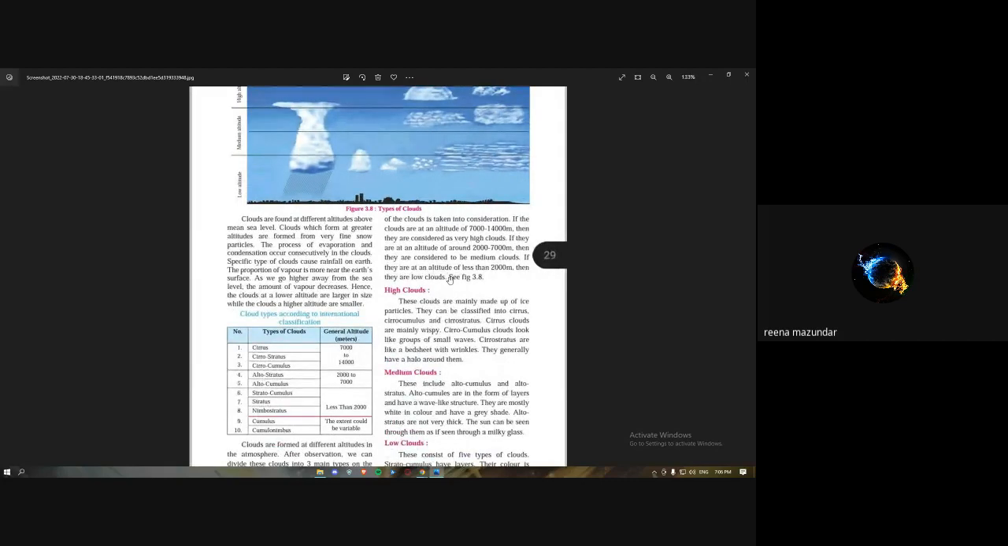Now they are at different altitudes above mean sea level. They form at a greater altitude, are formed from very fine snow particles. Now this is a screenshot which I have got from one of the textbooks. So you can see that the cloud which is formed, the earlier picture which I have shown is the biggest cloud, cumulonimbus, isn't it? So the process of evaporation and condensation occur consecutively in the clouds.